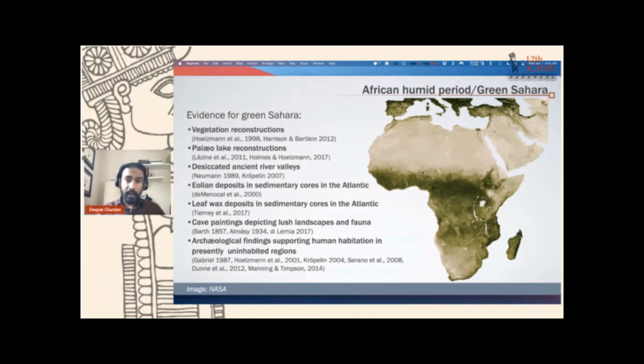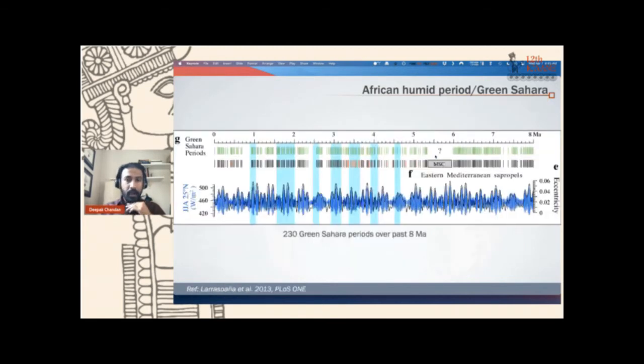So there was an encroachment of plant and animal life further north, that really reached its peak during the early Holocene, but it was still very active and still very strong during the mid-Holocene. And we have evidence going back over the past 8 million years for several such phases of Green Sahara from sapropels in the Mediterranean. So there's evidence of over 230 Green Sahara periods over the 8 million year interval, as Larrasoaña et al. have compiled.